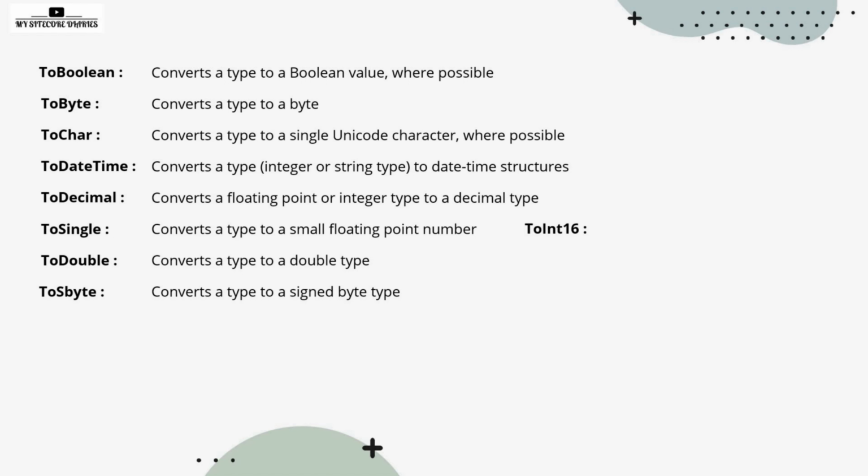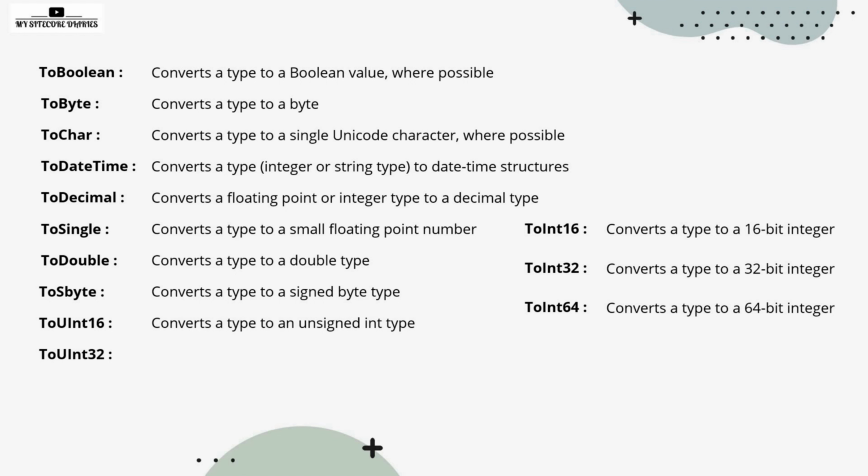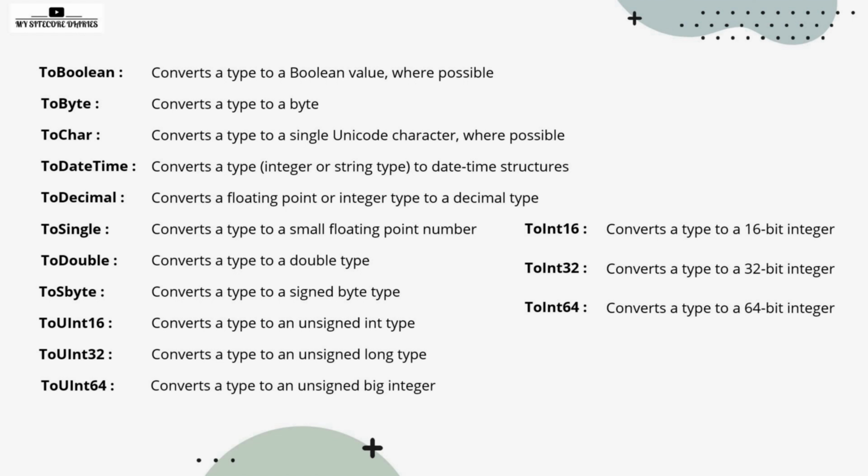Then you have ToInt16, ToInt32, and ToInt64. Corresponding conversions are done with 16-bit integer, 32-bit integer, and 64-bit integer. Then you have ToUInt16, ToUInt32, ToUInt64. Again, the corresponding conversion is done with unsigned integer types. Then long and big integer. Then you have ToType, which converts a type to a specified type. And then you have ToString, which converts a type to a string. So these are a few examples.